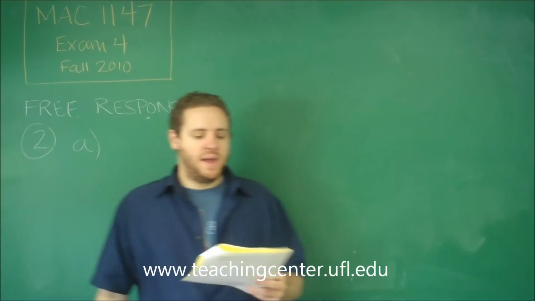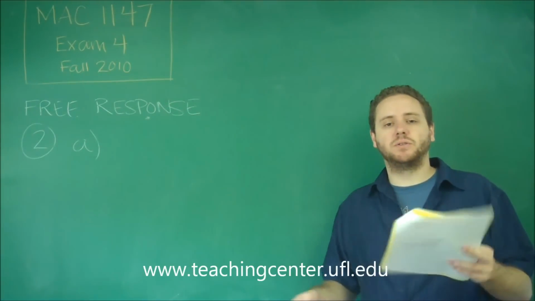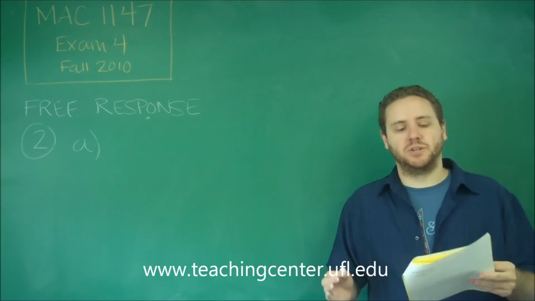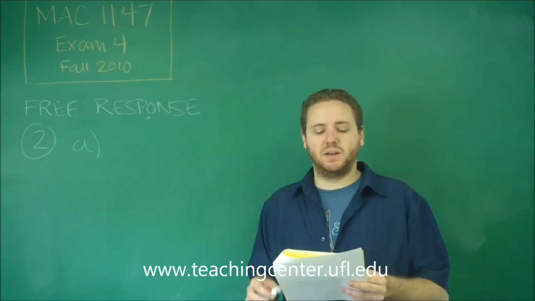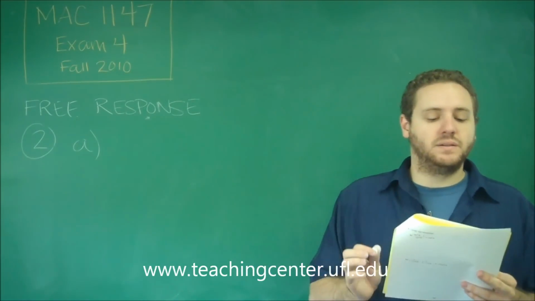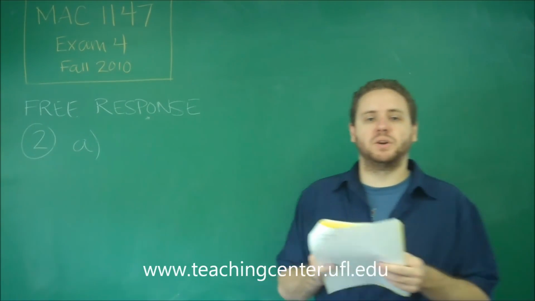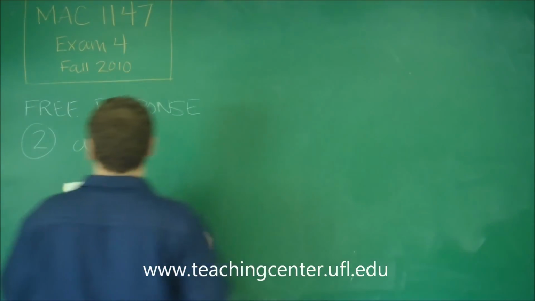For number 2, letter A, we're supposed to find all solutions of this equation in 0 to 2 pi, so that just means in one rotation. So what you can see here is that we have an equation that includes sine. And in general, when you're trying to solve a trig equation like this, you want to get the trig function by itself. So let's try to isolate that.